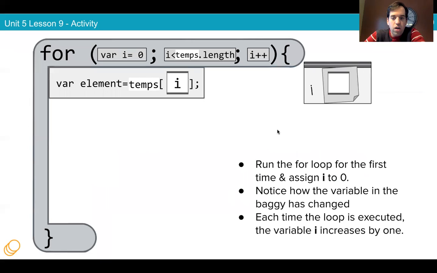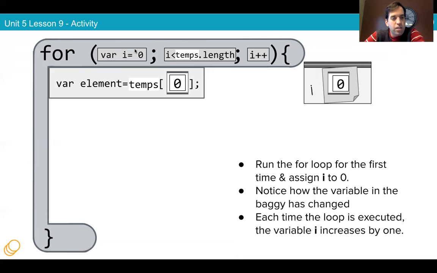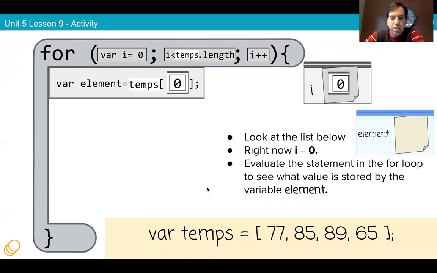All right, so here's our code. We're going to run this for loop for the first time and assign i to 0. Well, bam. Notice how the variable in this baggie has changed, right? So we have a variable i, and right now its value is 0. Each time the loop is executed, the variable i increases by 1. So right now, this first time through, i is 0, which means that we replace the i over here with a 0, right? Now let's look at the list below.